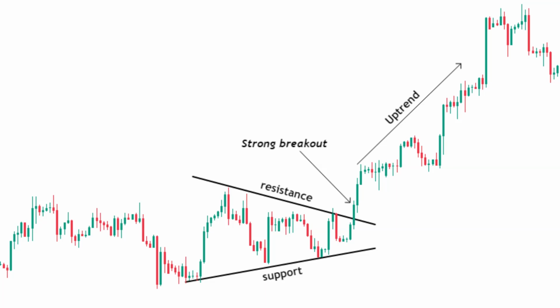Strong breakouts like this represent one of the most effective outcomes of a symmetrical triangle pattern. Direction becomes clear, momentum increases, and price transitions into a trending market. This example shows how a strong breakout and trend continuation develop on a real chart.